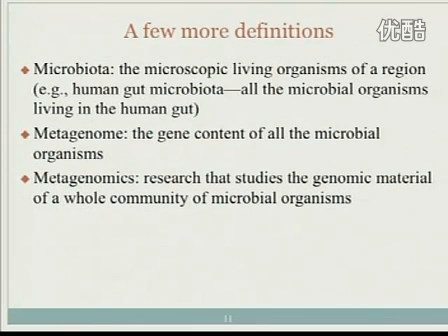So a few more definitions. A microbiota is just the whole collection of the microbial organisms of a particular site or region. Like human gut microbiota is just all the microbial organisms you can find living in the human gut. And the metagenome is just the gene content of all those organisms living in one site. And also, as I mentioned, metagenomics is just the study of the genomic material of a whole community of microbial organisms.